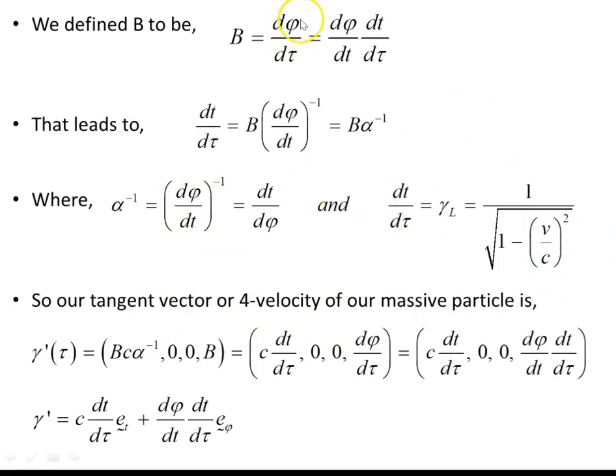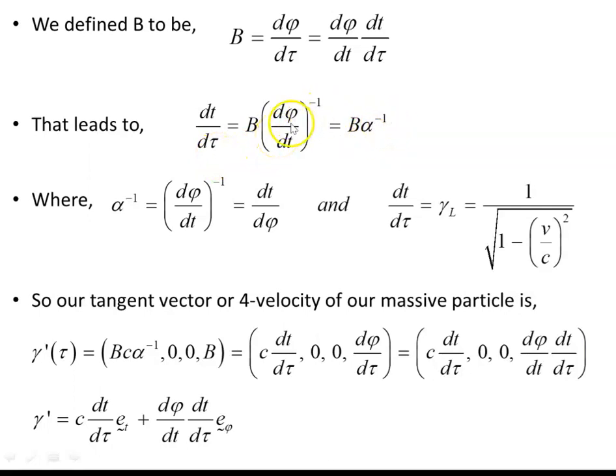So we define B to be d phi d tau, which with the chain rule gives us d phi dt, the coordinate angular velocity, times dt d tau. Now that leads to dt d tau, the Lorentz factor, which, rearranging the above, is B times dt d phi, the reciprocal of the coordinate angular velocity. And we'll call that, as I have in previous videos, alpha inverse. I do that just to simplify the algebra on the page in front of the screen you're viewing.